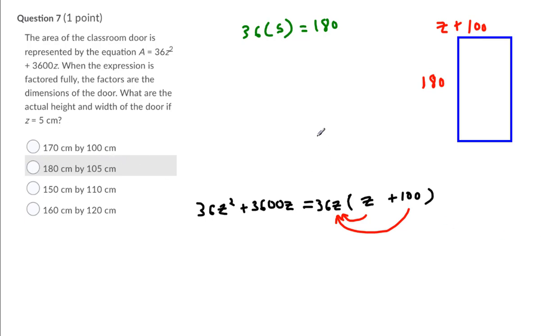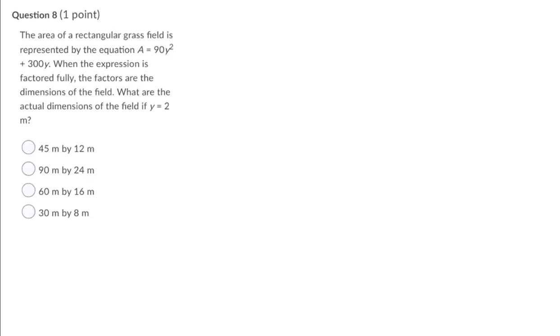So hopefully that made sense. Similar to the last one, but it's got this little extra. We've got to sub in a value. Okay, so all done on that one. Let's try one more. Here we go, very similar one.